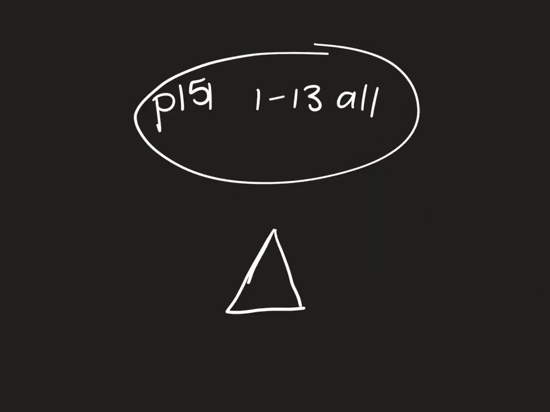The legs would be the two congruent sides. And the base is the other side. Does the base have to be on the bottom? No, it doesn't have to be on the bottom.